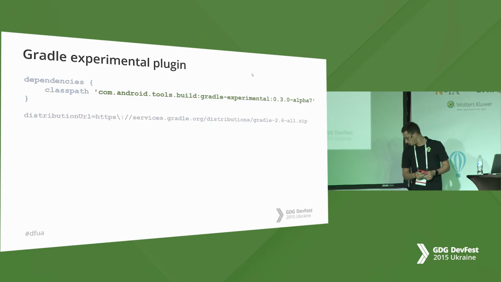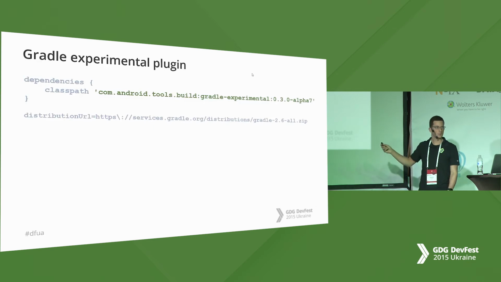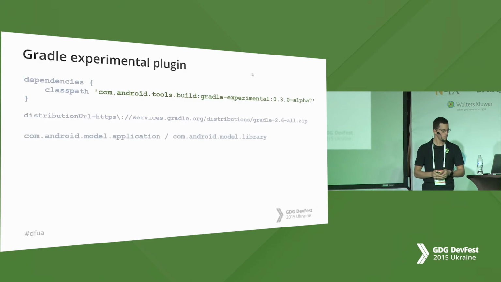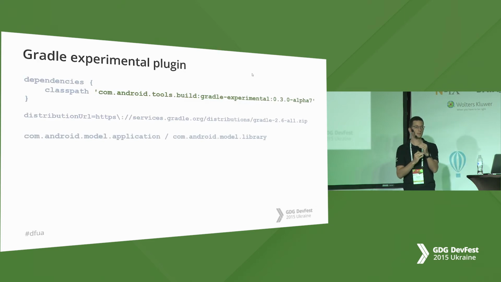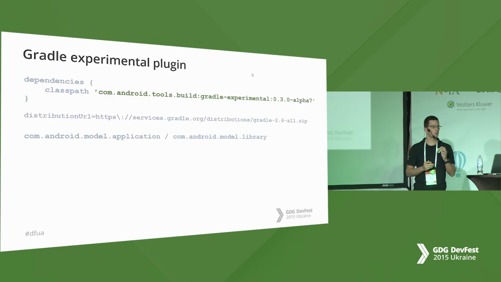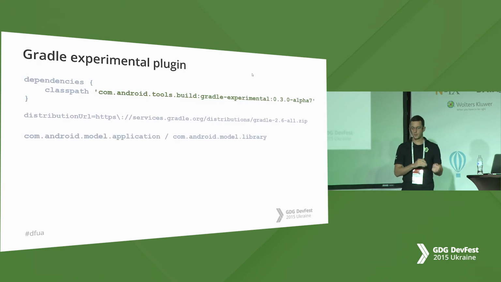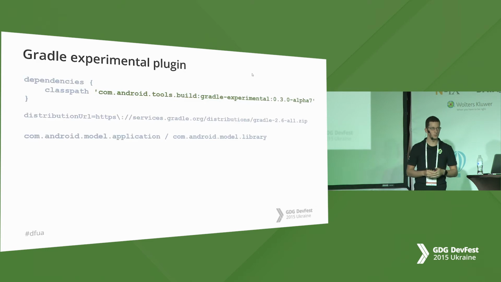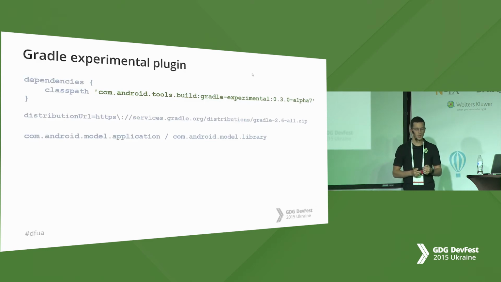To switch to the Gradle experimental plugin, sorry, you also need to switch at least to Gradle 2.6. Then the DSL is changing, so you have to migrate your build.gradle file to comply with a new way to define your modules and so on.